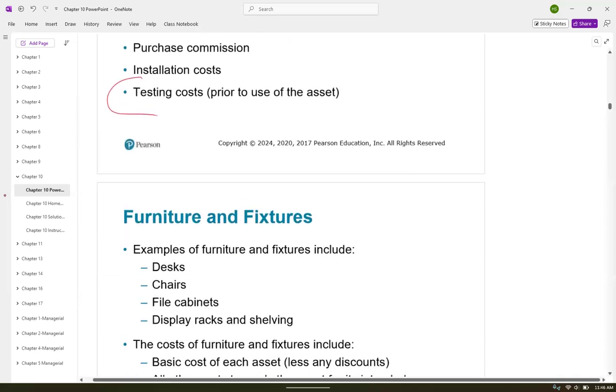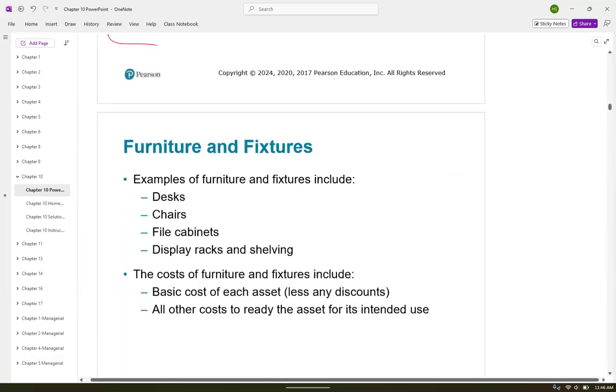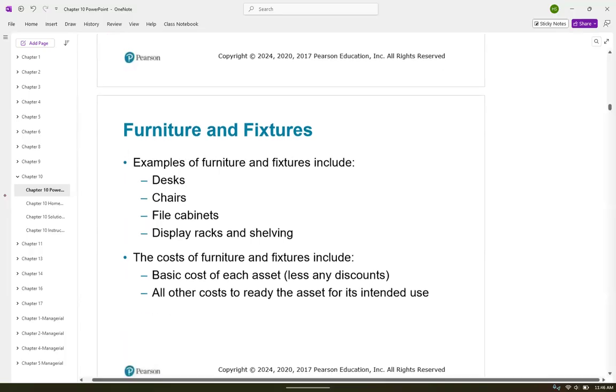Okay. Then we have furniture and fixtures. Those are our desks, chairs, file cabinets, display racks, all of those. Okay.